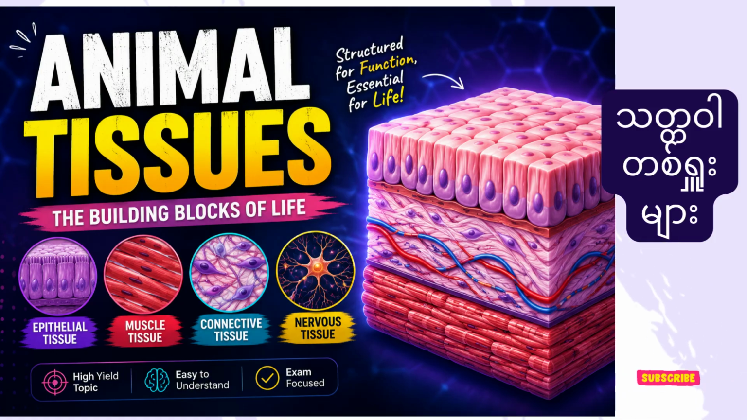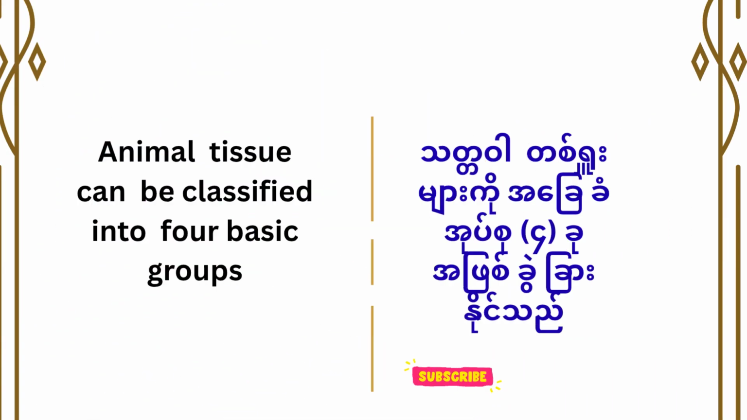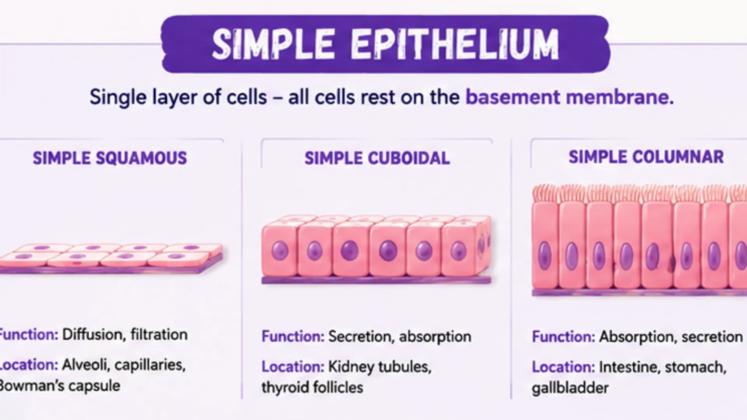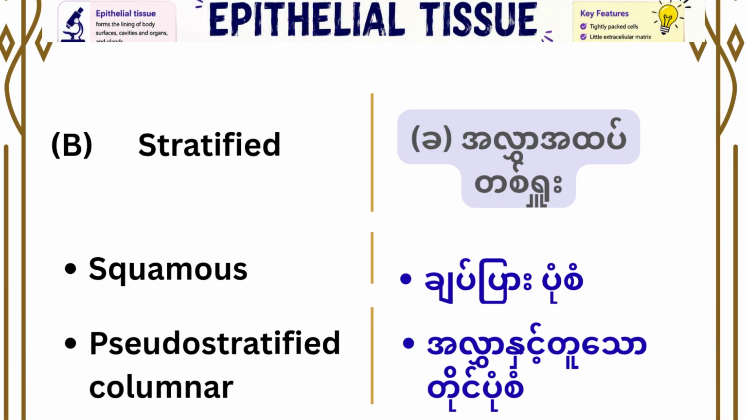Animal tissue. Animal tissues can be classified into four basic groups. 1. Epithelial or covering tissue, including A. Simple: squamous, cuboidal, columnar. B. Stratified: squamous, pseudostratified columnar.